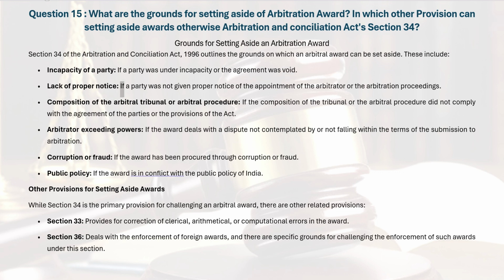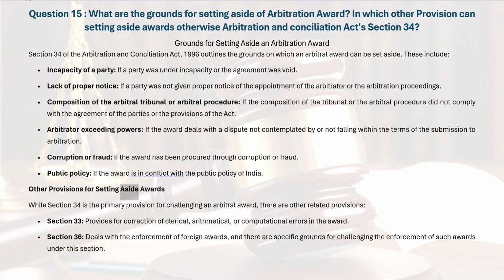Lack of proper notice: if a party was not given proper notice of the appointment of the arbitrator or the arbitration proceedings. Composition of the arbitral tribunal or arbitral procedure: if the composition of the tribunal or the arbitral procedure did not comply with the agreement of the parties or the provisions of the Act. Arbitrator exceeding powers: if the award deals with a dispute not contemplated by or not falling within the terms of the submission to arbitration. Corruption or fraud: if the award has been procured through corruption or fraud. Public policy: if the award is in conflict with the public policy of India.